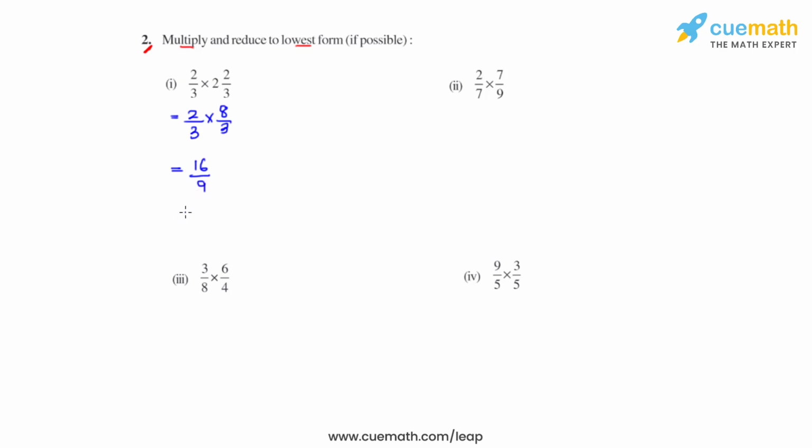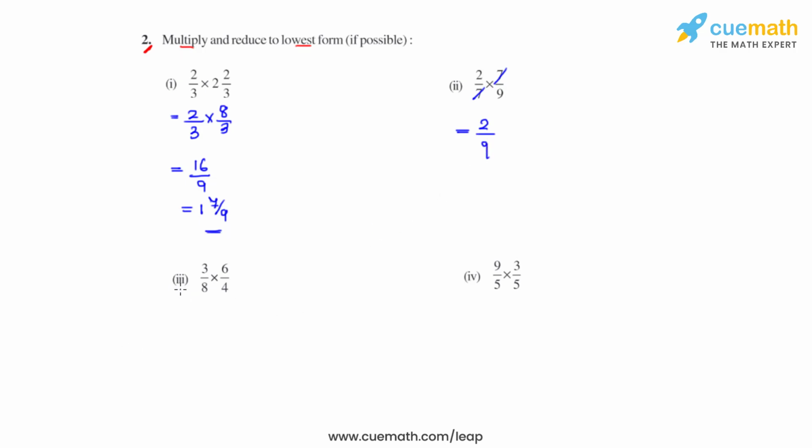Now this is an improper fraction. So if we do divide 16 by 9, we get the quotient as 1 and the remainder as 7. So the mixed fraction of it becomes 1, 7 over 9. Now coming to the second bit, we have 2 over 7 times 7 over 9. So we can straight away cancel 7 and 7. So our answer in the simplest form or the lowest form comes as 2 over 9.